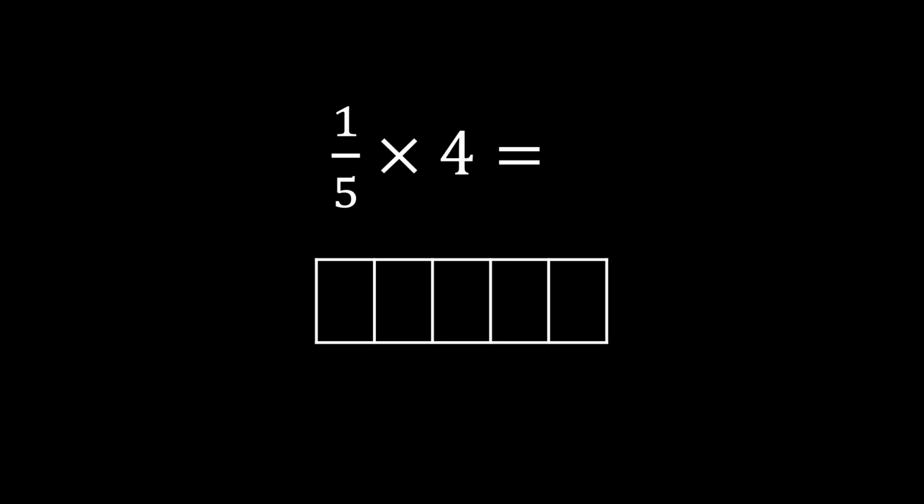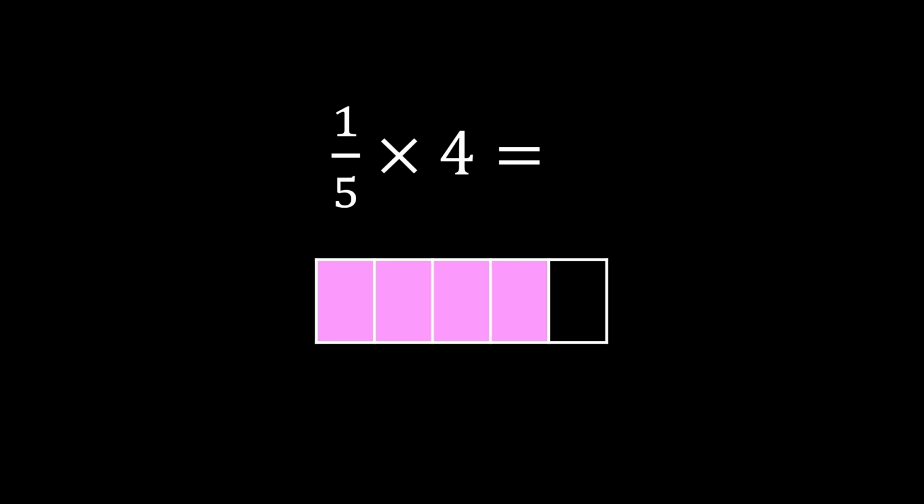Then I'll begin shading 1/5 one time, 1/5 two times, 1/5 three times, and I'll shade in one more to have 1/5 four times. So once I have my model shaded, I have 1, 2, 3, 4 sections of the model shaded, and the model is divided into fifths. So 1/5 times 4 is equal to 4/5.